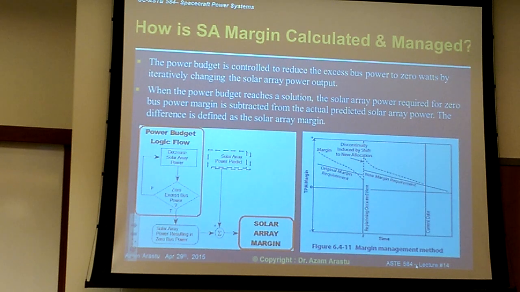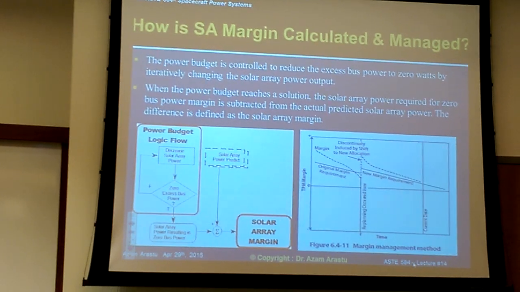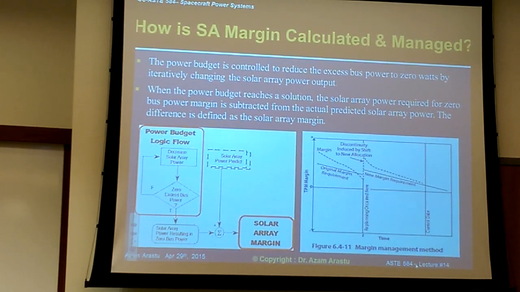So, how is power budget calculated? Here is the power budget. Here you have zero excess power, calculated so that you have zero excess power. Once that happens, take into account the solar array prediction that I have, and this difference is your source margin.